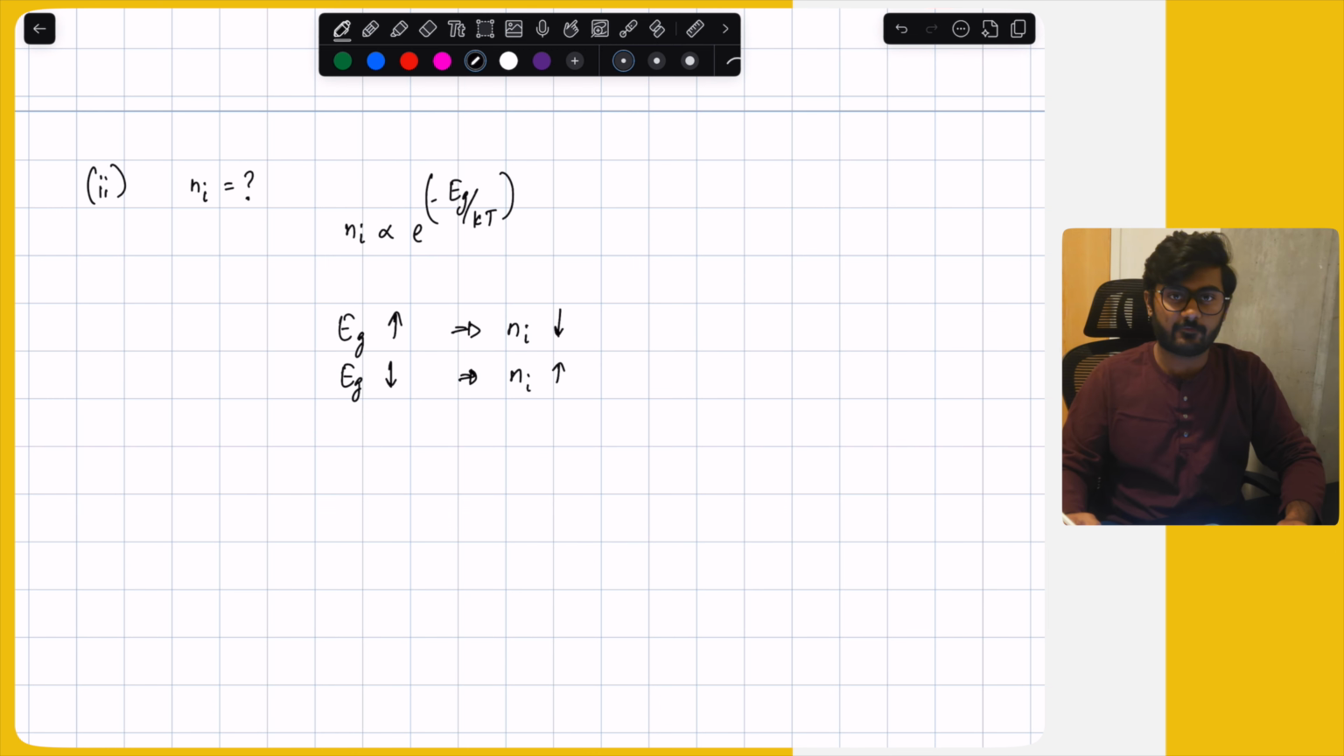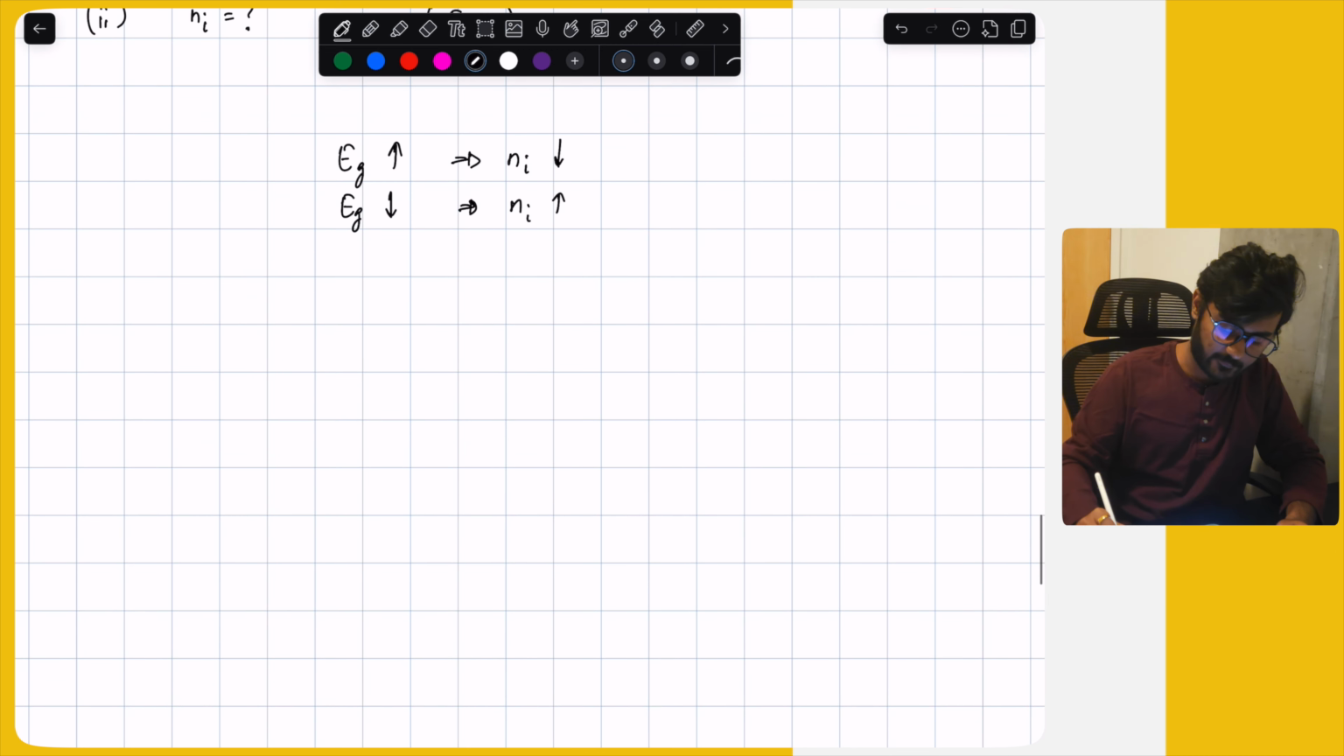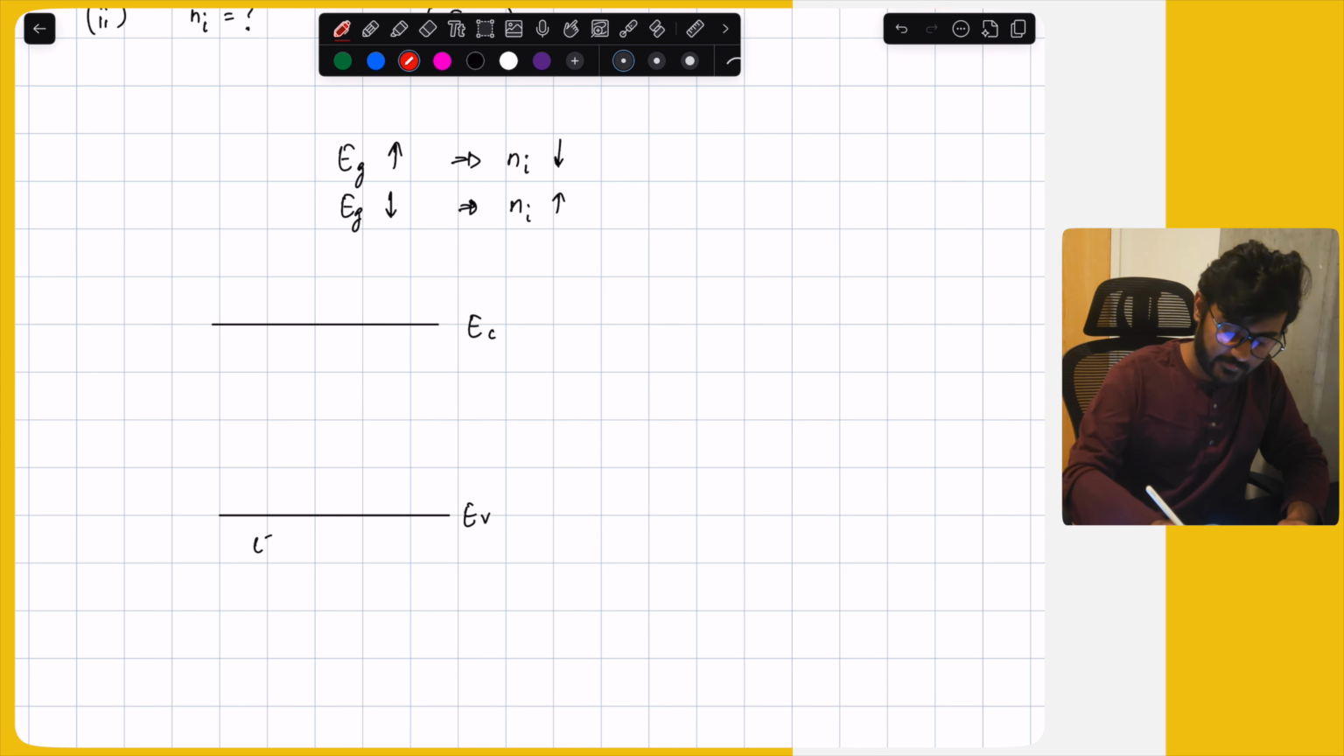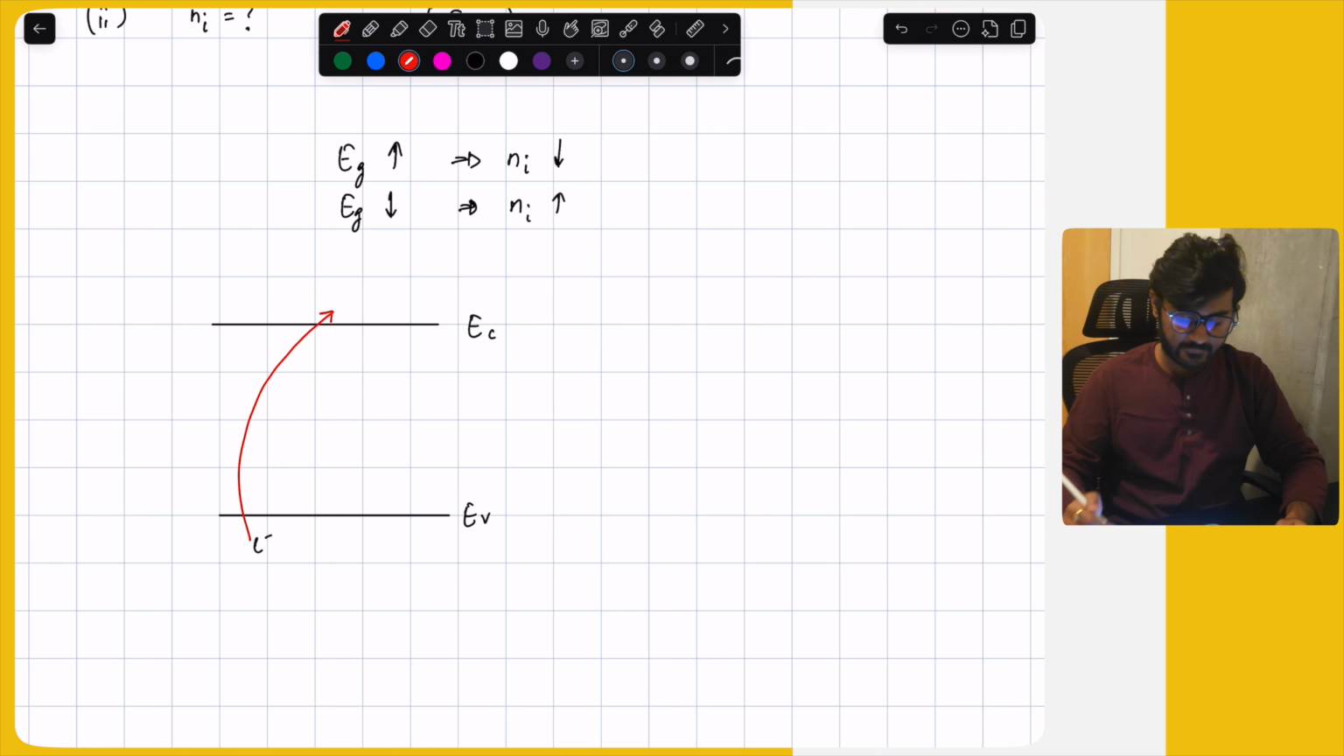So this actually comes out from the math, but a simple explanation for this is, suppose you have a wide band gap. That means your electron in the valence band actually needs higher energy to come to the conduction band. So the chances of creating this electron hole pair is actually lower in the case of higher band gap devices.